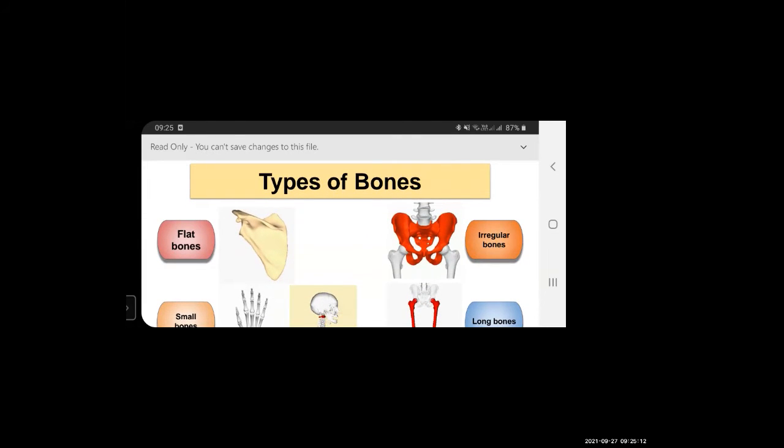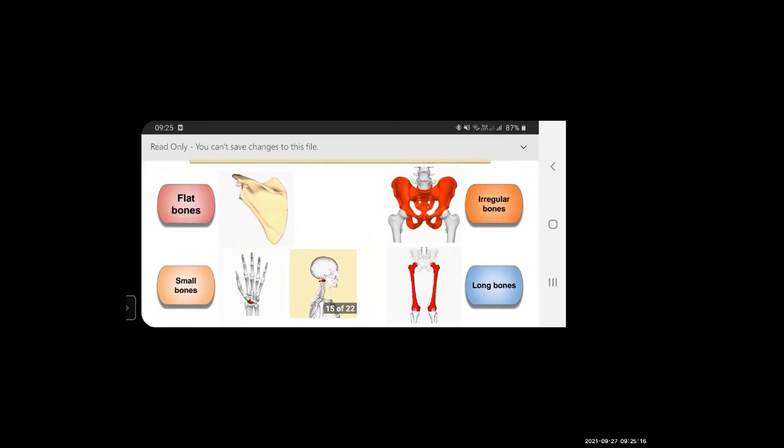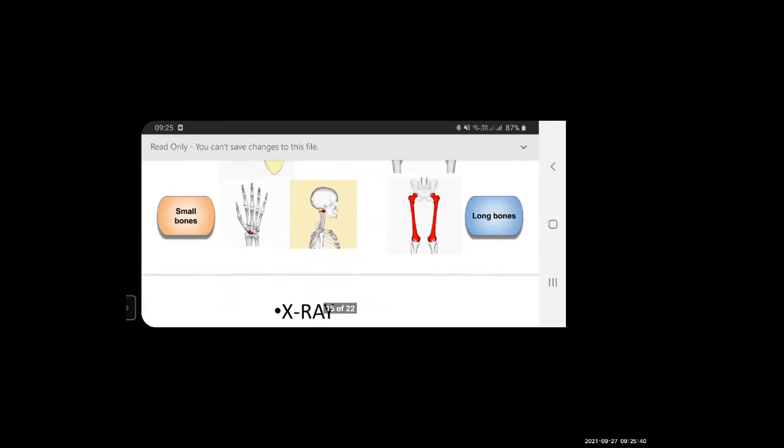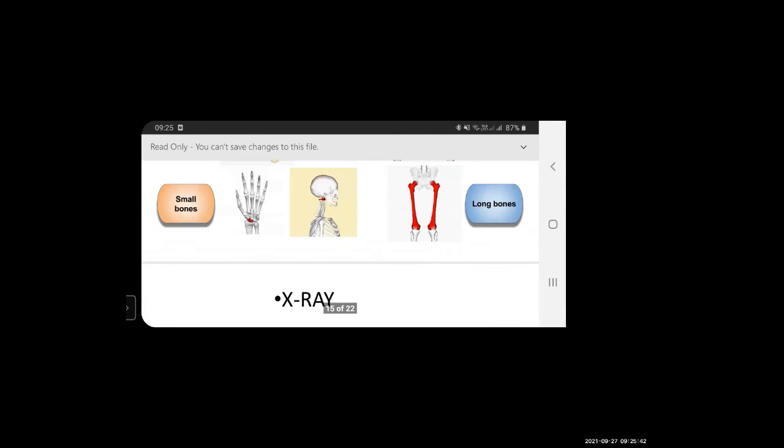See, these are the types of bones. Can you all see in the picture? See, the first one is flat bone, then small bones, long bones, and irregular bones. Irregular bones are found in the stomach part. Okay? Flat bones. Then small bones that are there in the hands and fingers, okay? Long bones are there in the leg part. Understood, children? Okay.